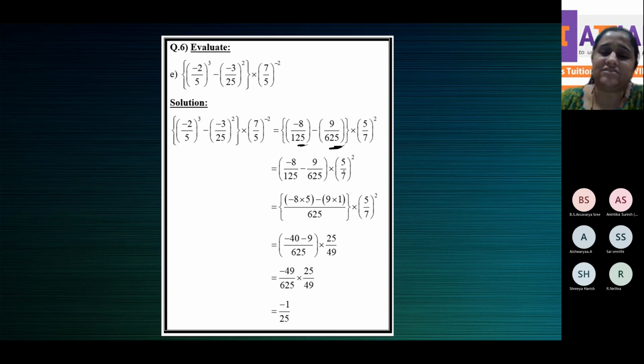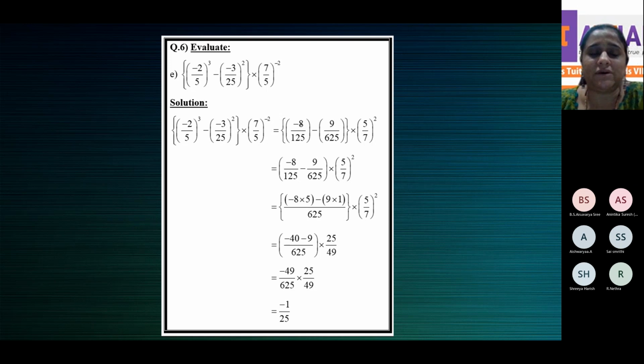Okay, so immediately in the next step, you can write it as 25 by 49. That's your choice. 5 by 7 into 5 by 7 is 25 by 49. You can do that here itself. I have changed it here, you can change it here itself. You can write it as 25 by 49 in the second step also.